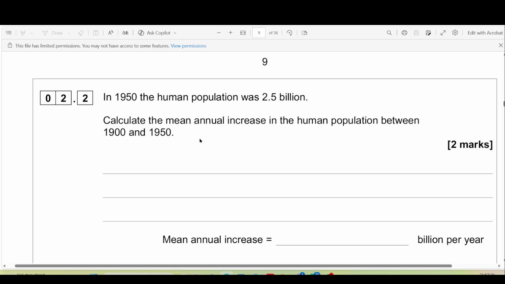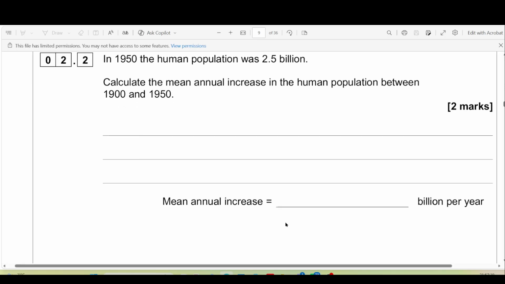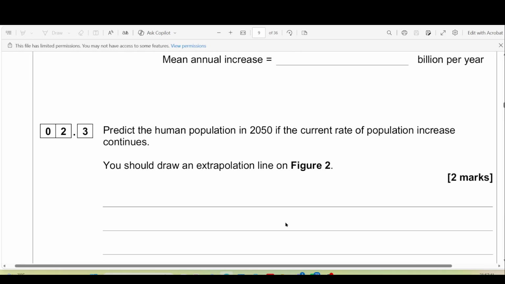0.9 divided by 50 equals 0.018. Yes, that's your answer. Very good.